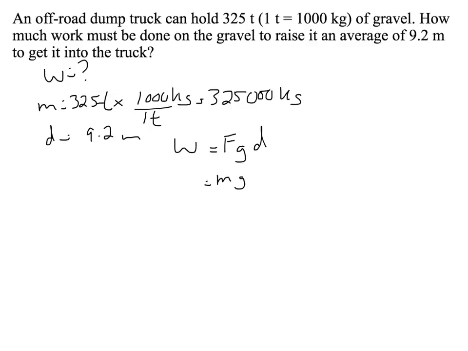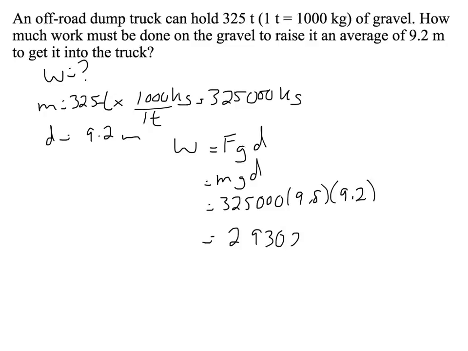Fg is mg. So our mass is 325,000 times 9.8 times our distance of 9.2. And that gives us an answer of 29302. And 2 sig digs, work equals 2.9 times 10 to the 7 joules.